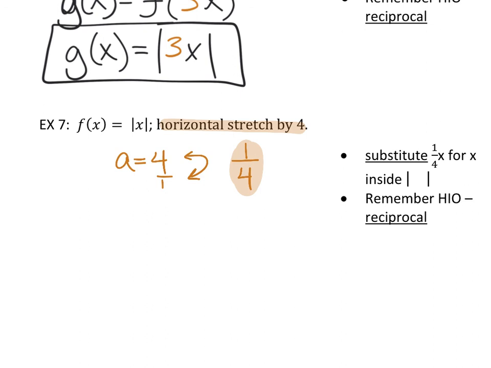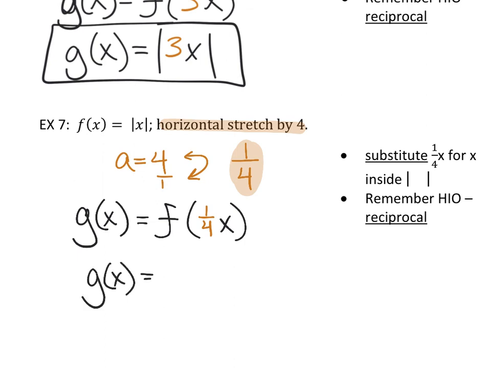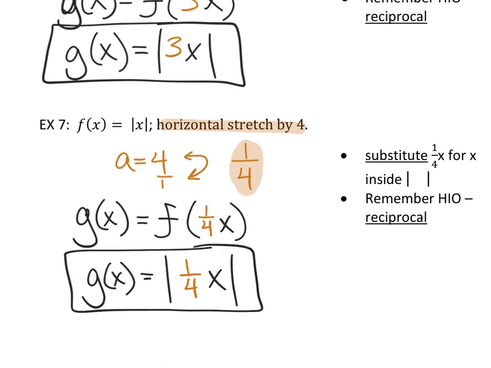Okay, so if we do what we've been doing this whole time, we're going to say the new function called g is just the regular function, except that I'm going to plug in 1/4 x instead of x, because I'm horizontally stretching it. Exactly the same. Yeah, whatever you've written inside the parentheses in function notation, you plug inside the absolute value bars. So if we graphed that, that would be a horizontal stretch. It would get wider.